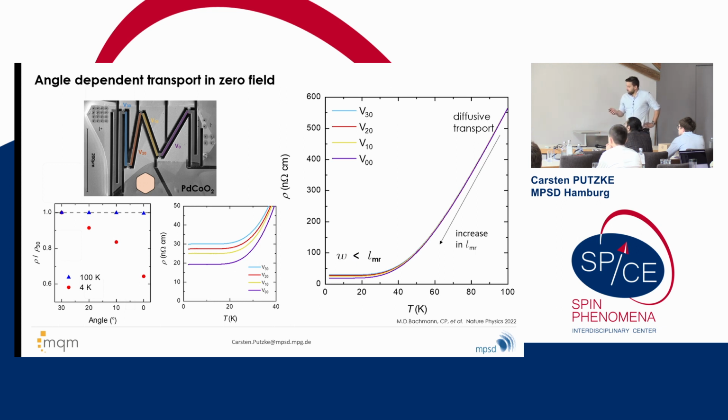And what you can see is that at high temperatures where you have diffuse transport, so your mean free path is still on the order of a micrometer or so, all of those resistivity curves are exactly on top of each other. But if you go to low temperature, they start to split, and if you zoom in, you see that they actually split in a monotonic way. So V0 is the lowest, and then it monotonically goes up as you go up in angle. You can also look at what happens if you normalize it to the 30 degrees. Then you see at 100 Kelvin, it's all the same, and at low temperatures, it goes down.